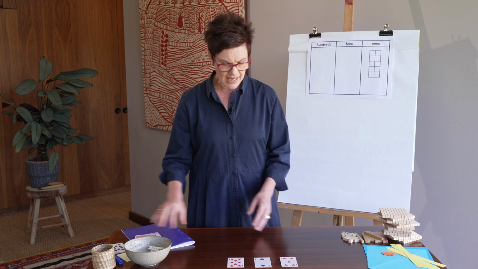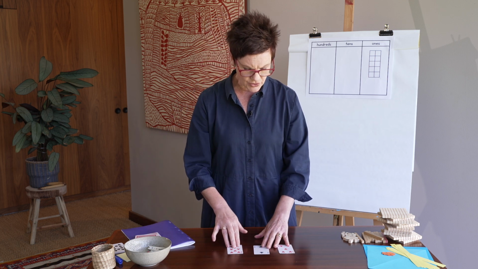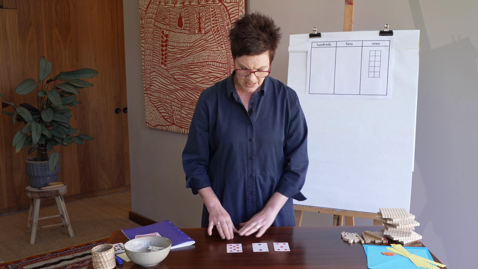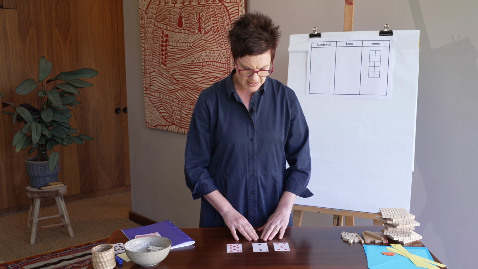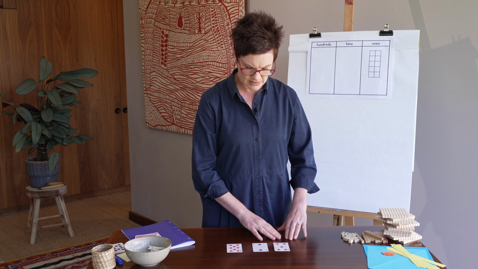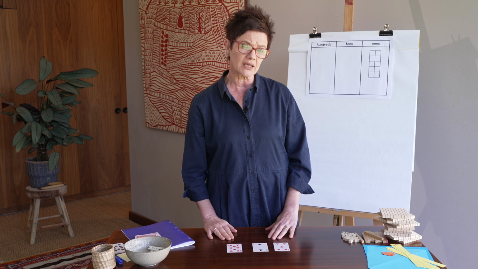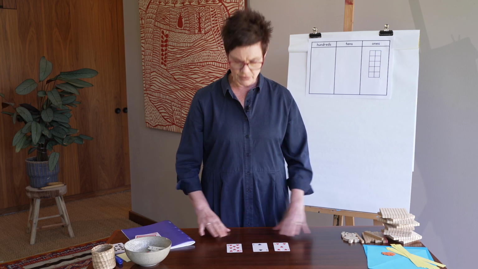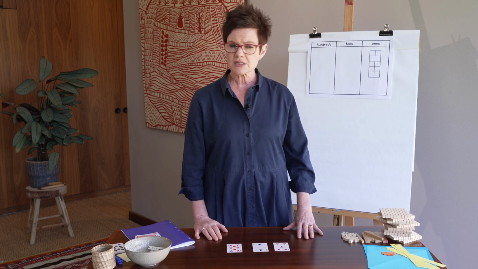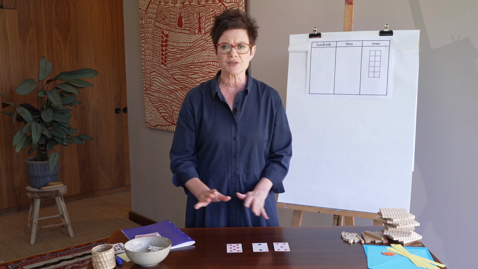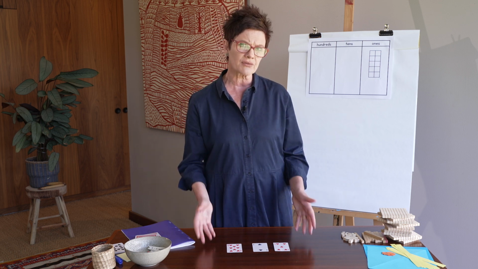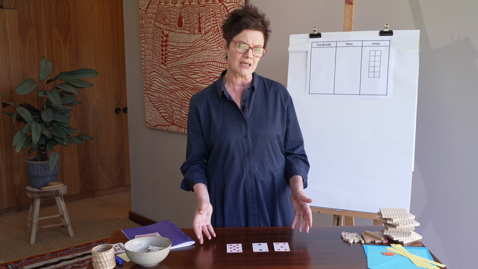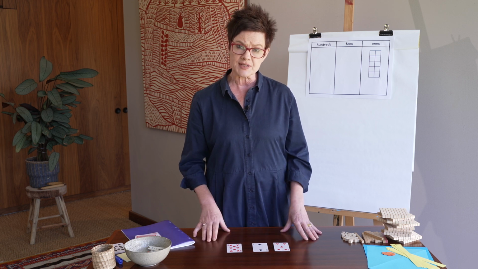Okay, so I have 825. 8 hundreds, 2 tens, 5 ones. This is one way I can make a 3-digit number. But today we're going to move our cards around and see how many other 3-digit numbers we can make. So let me show you 2 to start with.